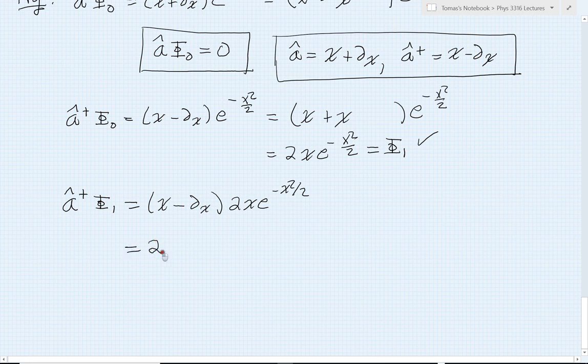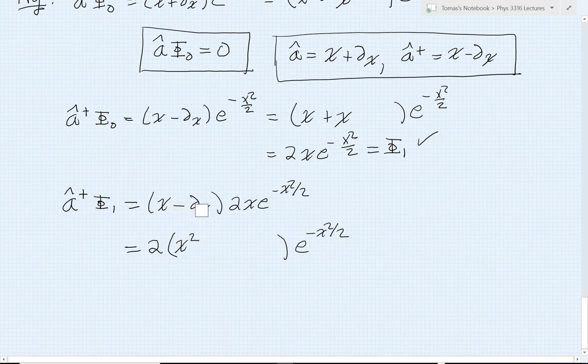So I'll factor out my 2. That's pretty easy. I then will gather all my terms together and pull out at the end of the day the e to the minus x squared over 2. So let's see what we get, right? The 2's been taken care of. So first I have x times my Gaussian. That gives me x squared times my Gaussian. Here's my Gaussian, so I can just write my x squared.